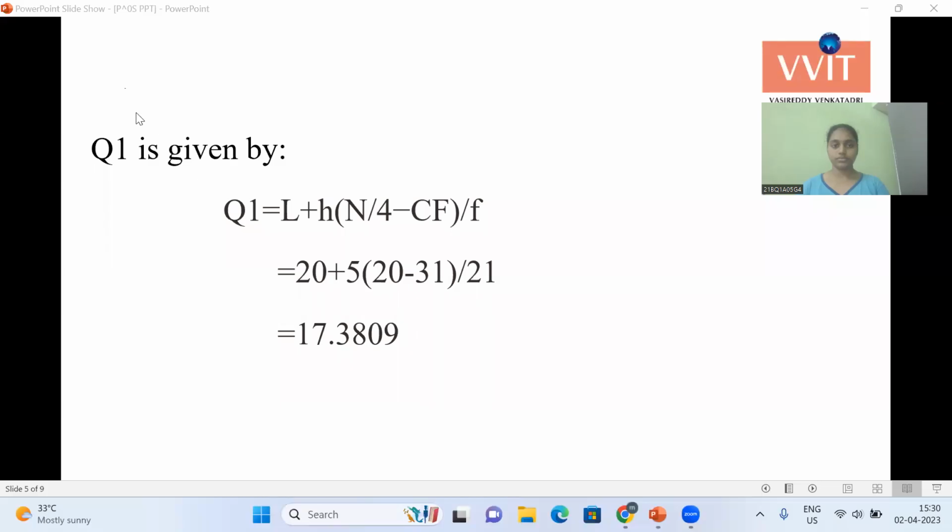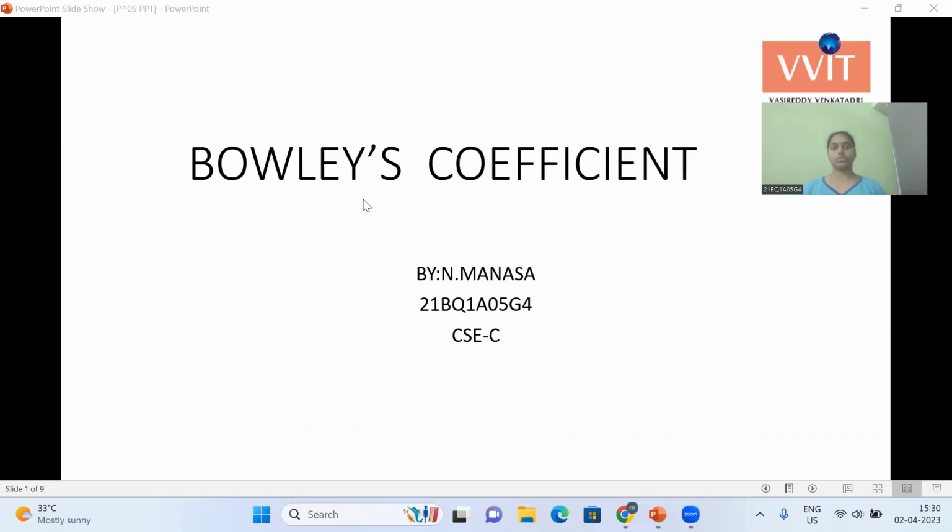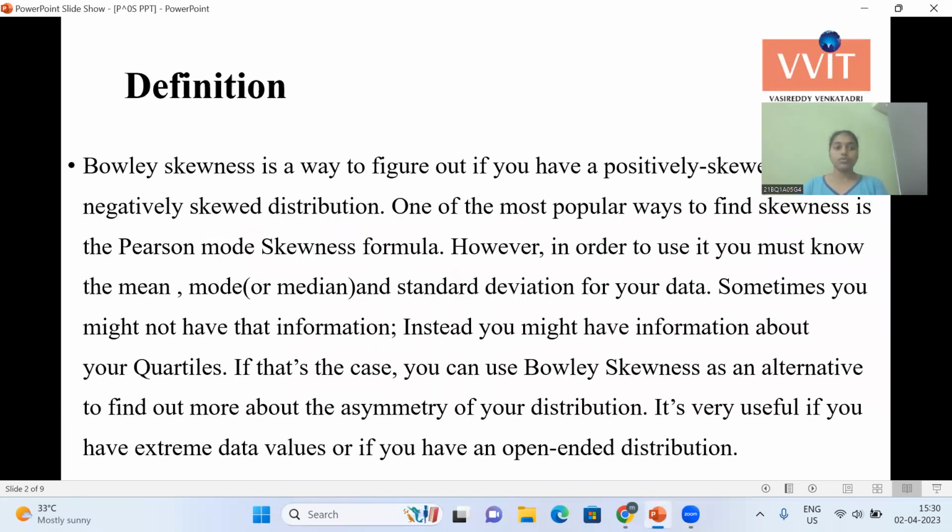Today I am going to discuss Bowley's coefficient. So let me share a screen. Bowley's coefficient. First of all, what is meant by Bowley's coefficient?